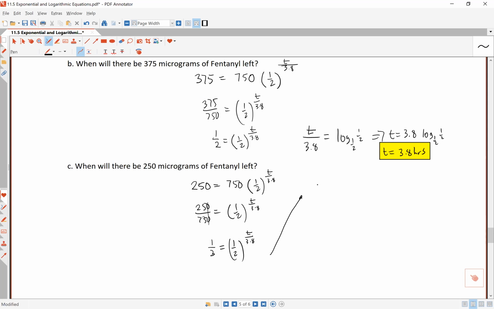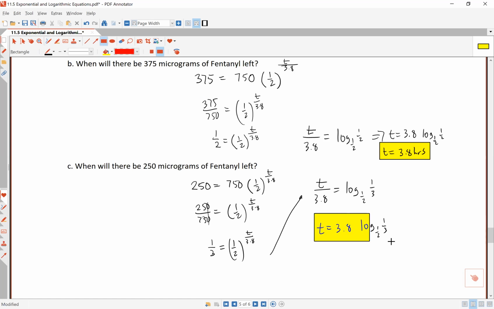We turn that into log form. The exponent t over 3.8 is equal to log base 1/2 of 1/3. Multiplying both sides by 3.8, that would be the answer you'd leave me on a test. Without a calculator, that's as far as we can go.